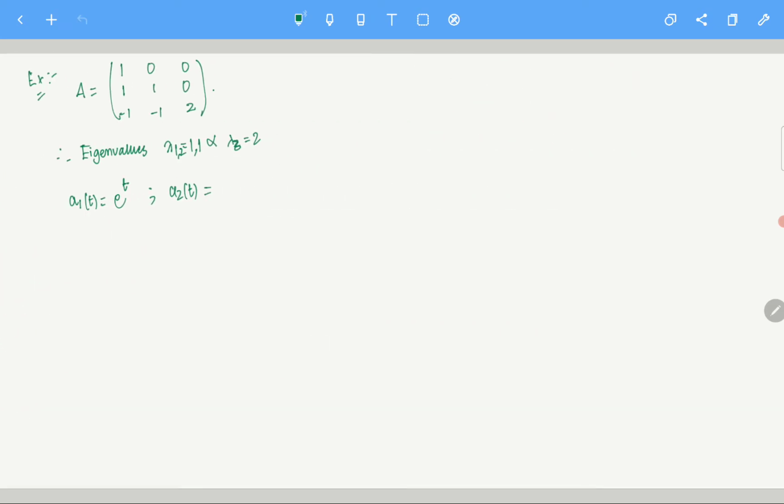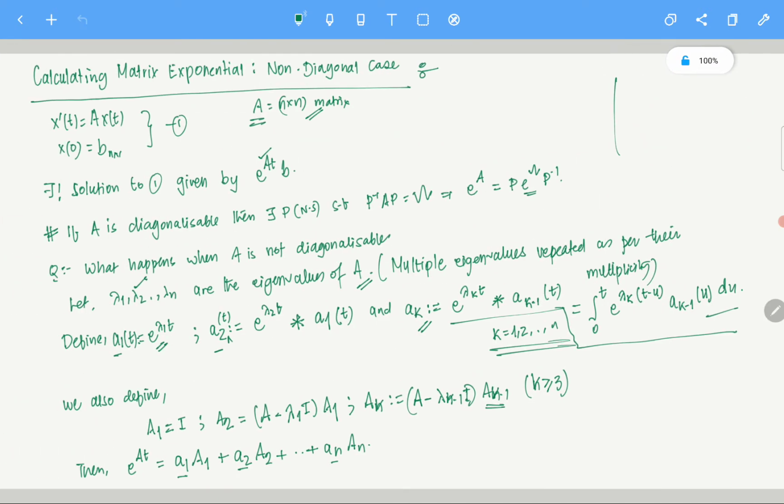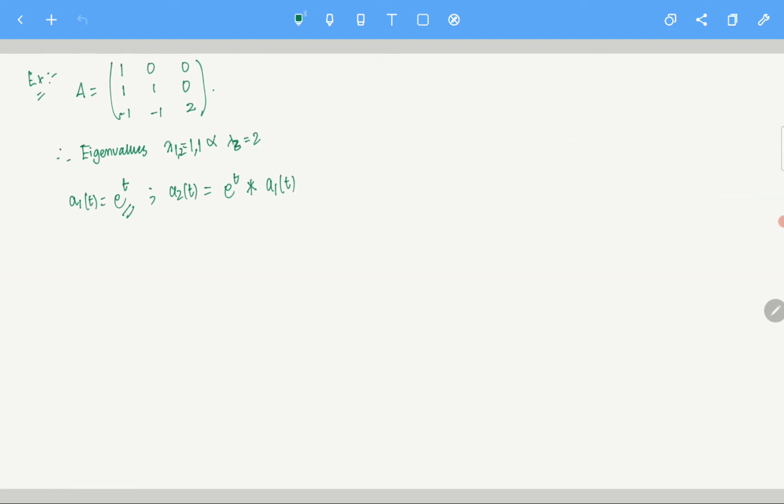So what is a2 of t now? Let's come back to the calculation. a2 of t is the convolution of e power lambda 2 t with a1 of t. In this case lambda 2 is also 1, so essentially this is e power t convolved with a1 of t, if you remember. So that's what I did. Now if I do that, then what do I get?